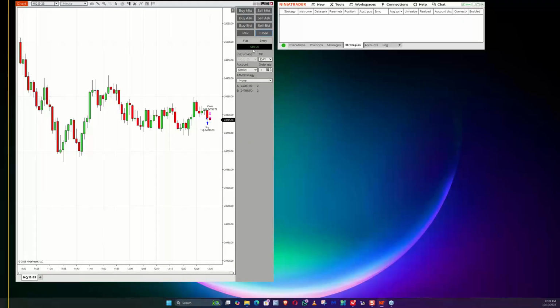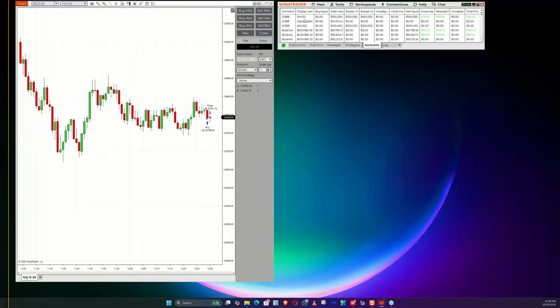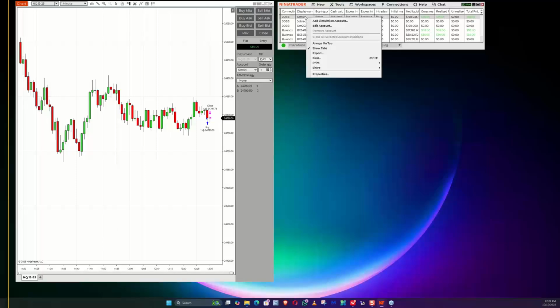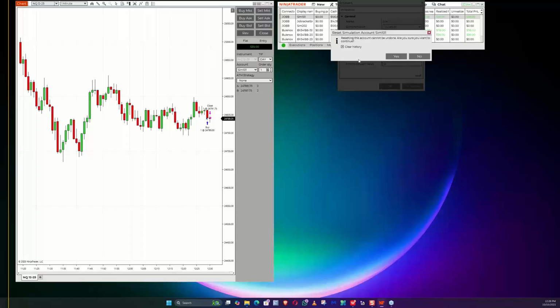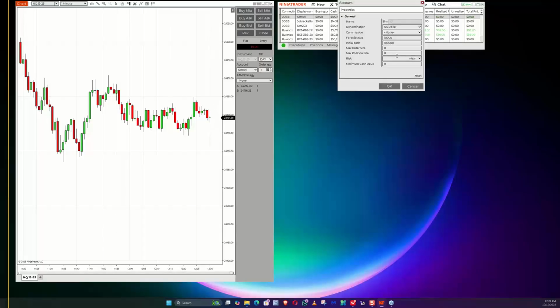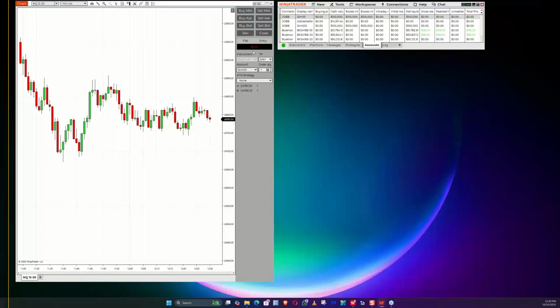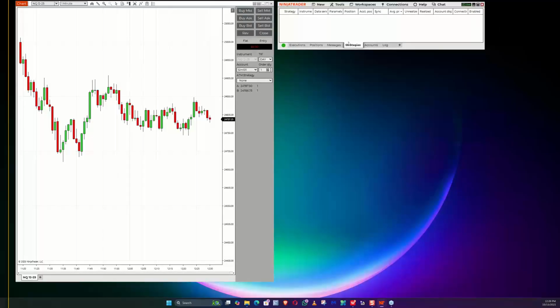Now, if you notice, I've got a $35 profit in my SIM account. I might want to start my SIM account at 0. So I can easily do that by clicking the account tab, clicking the SIM 101, right mouse, edit the account, reset the account. Clear history is already checked. Just click yes and okay it. And now I'm back to 0. Easy way to reset your SIM account. So each trade you could start at 0.